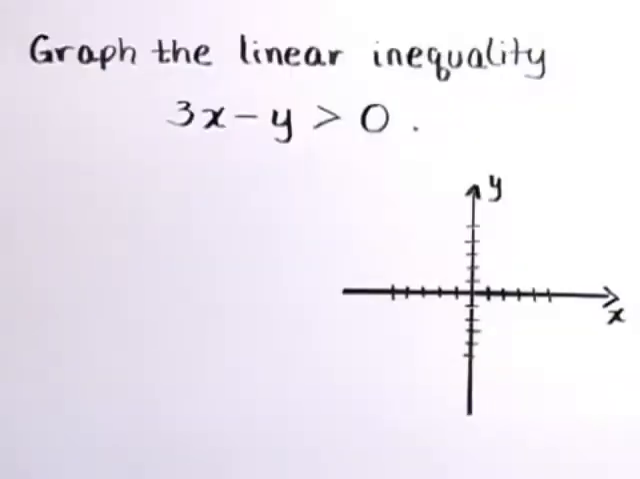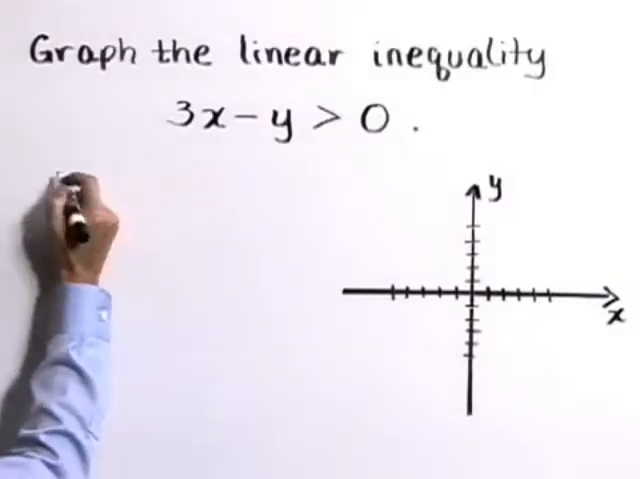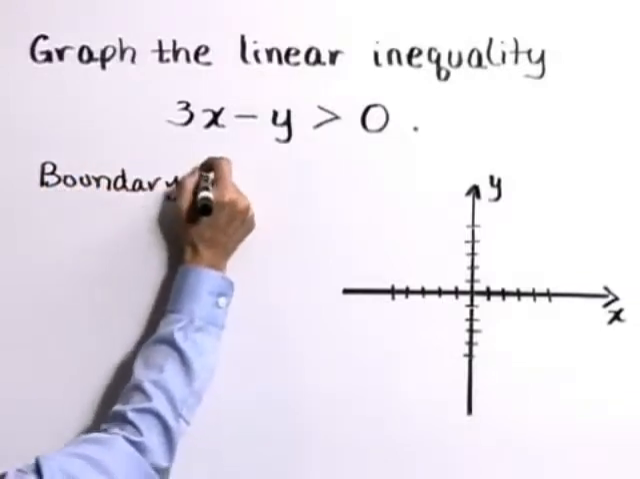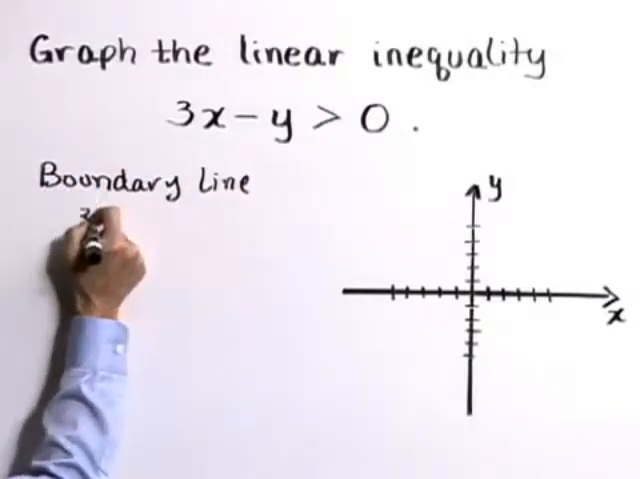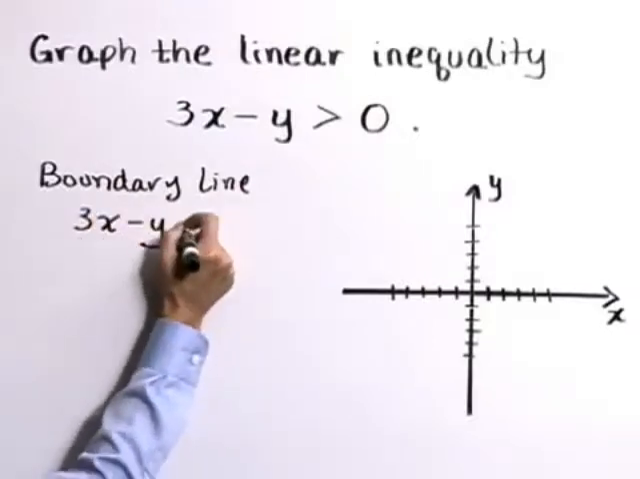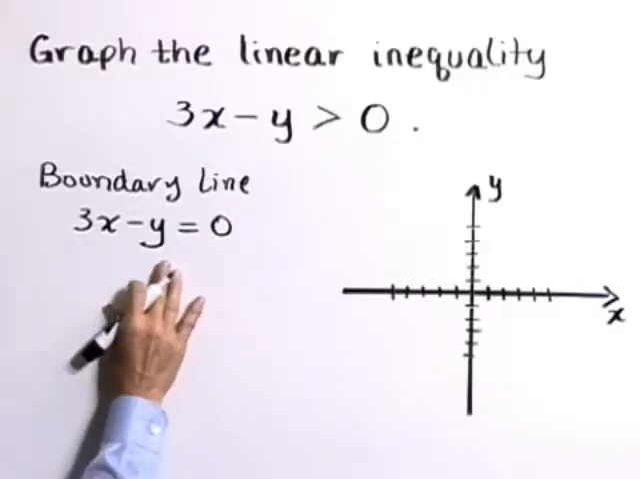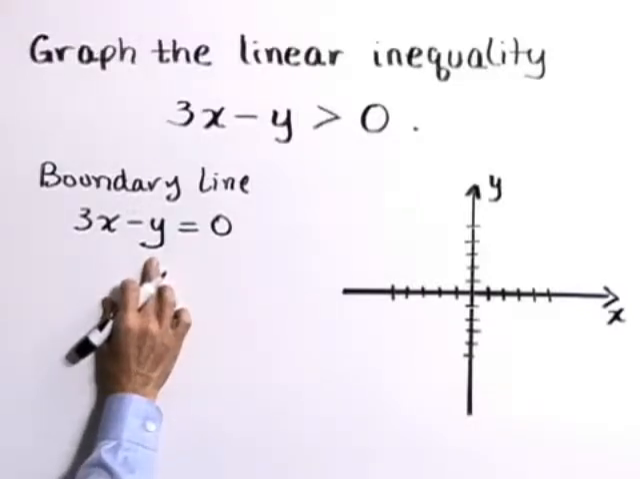Graph the linear inequality. 3x minus y is greater than 0. Let's start by graphing the boundary line. 3x minus y is equal to 0. I think I'll graph this by solving for y.